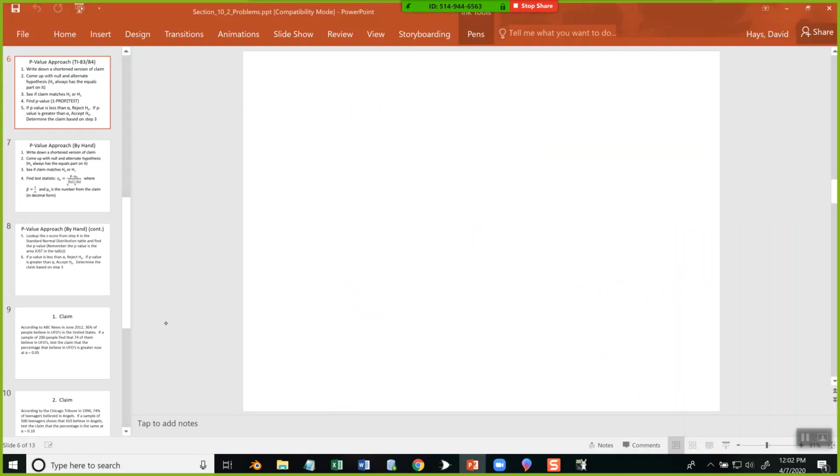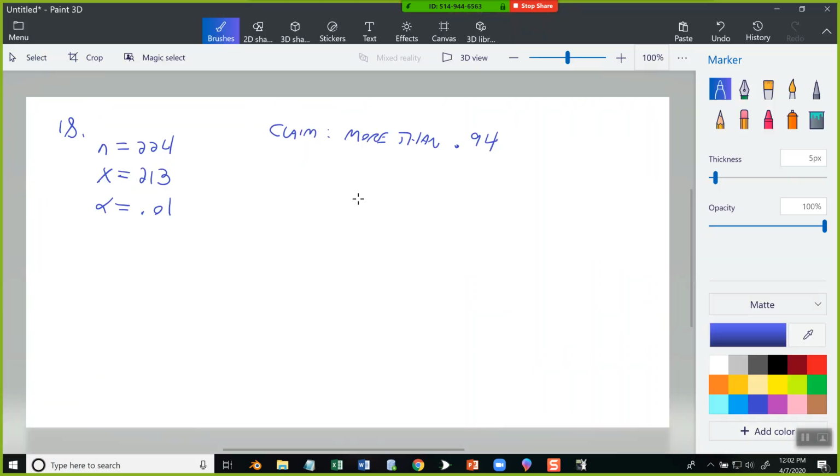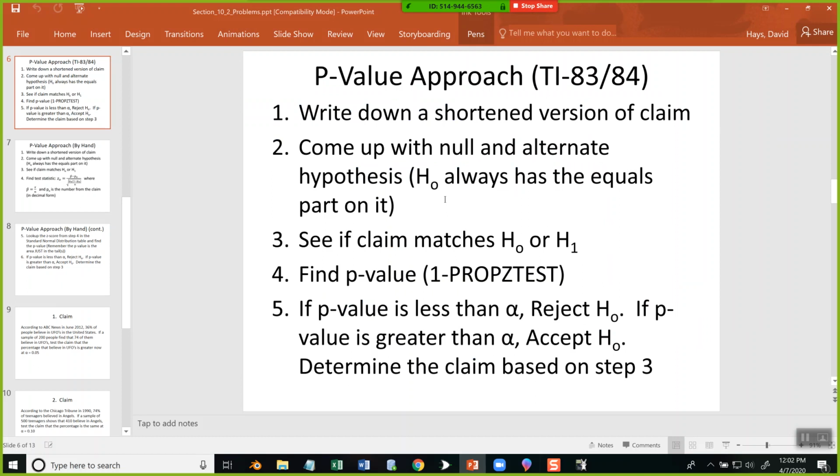Okay, so using the p-value approach, step one, write down a shortened version of the claim. Yeah, we did that. But we have to think what the symbol is. More than means greater than. Step two, come up with a null and alternate hypothesis.